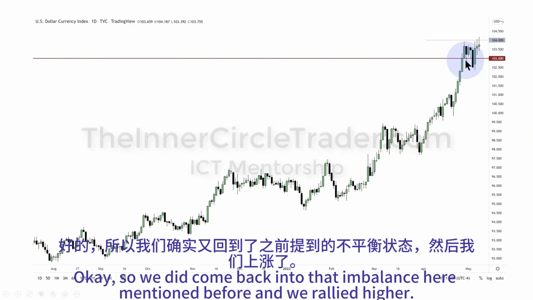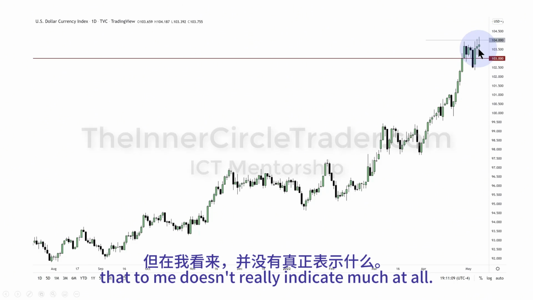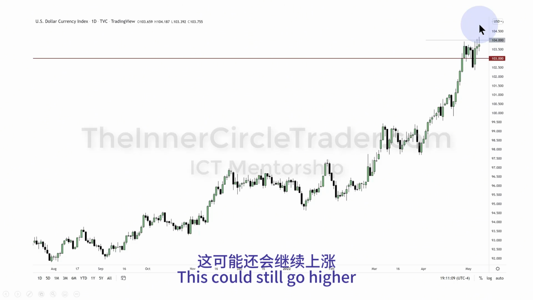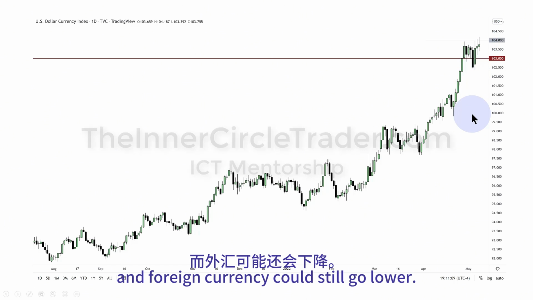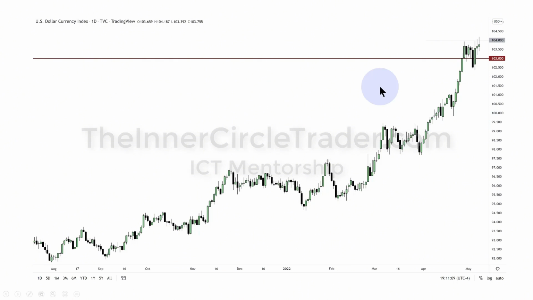Okay, so we did come back into that imbalance here I mentioned before, and we rallied higher. Even though we have these wicks, that to me doesn't really indicate much at all. This could still go higher, and foreign currency could still go lower. That's what I'm expecting. I'm going to stick with that narrative until proven otherwise.